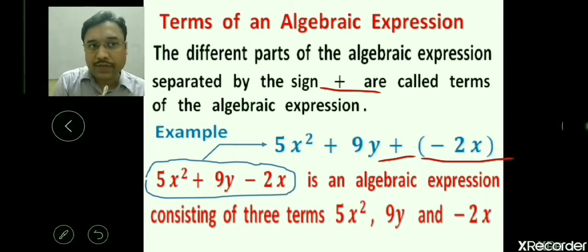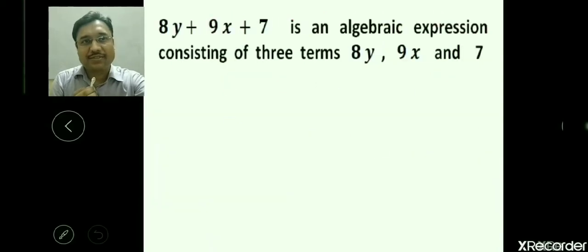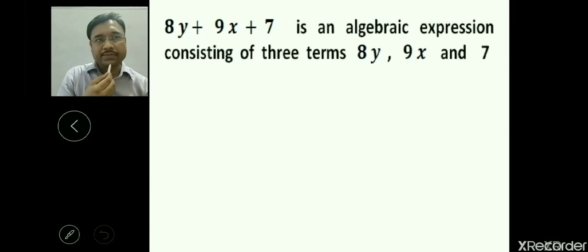First term is 5x square, second term 9y, and the third term is minus 2x, and they are separated by the sign plus. I hope it is clear. Now you see next, 8y plus 9x plus 7. This is also an algebraic expression consisting of the terms: first term is 8y, second term 9x, and third term is 7. So the separate terms are 8y, 9x, and 7.